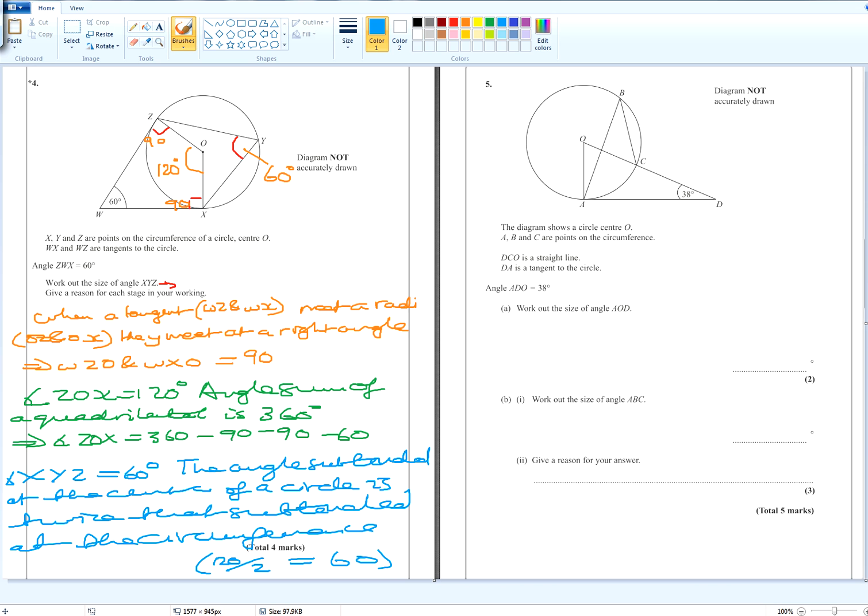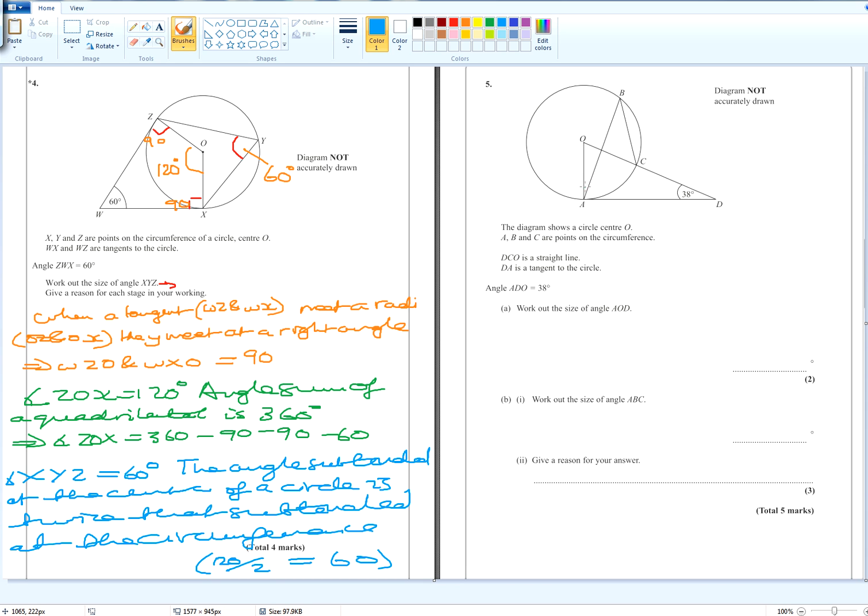So what does it say after? Question number 5. The diagram shows a circle center O. ABC are points on the circumference. DCO is a straight line. DA is a tangent to the circle. Angle ADO is 38. Now, what do we know? This line above is a tangent. This OA is a radius, because it's one of them.